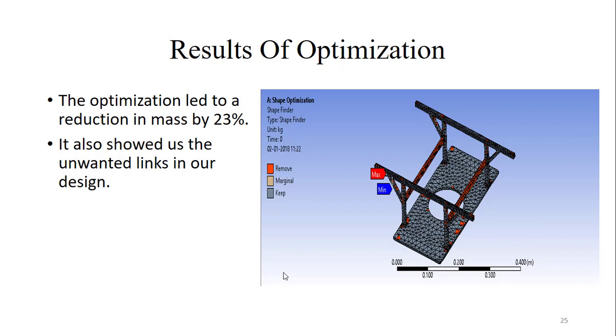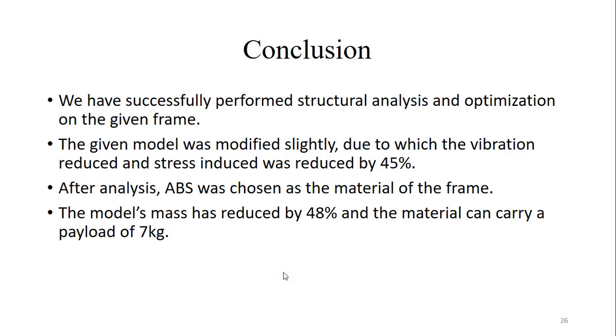The result of this optimization is a 23% reduction in the mass. The red dots in this image show the unwanted links in our design. So finally, we have reduced the mass by a further 23% compared to the previous 25% that we had reduced due to material changes and small design changes. So we have successfully completed the structure analysis and optimization. The given model was slightly modified, and its vibration and stress were reduced by 45%. In the first phase we modified the model and got 25%, and then we optimized the model and got a 23% reduction.